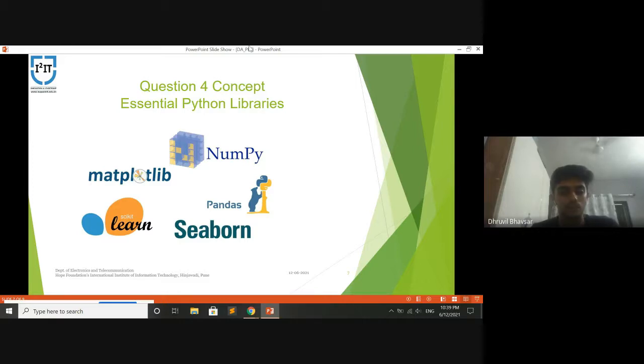Secondly, Pandas. Pandas is one of the most popular Python libraries. It is used to manipulate and analyze data. Pandas provides useful functions to manipulate large amounts of structured data, and provides the easiest method to perform analysis.